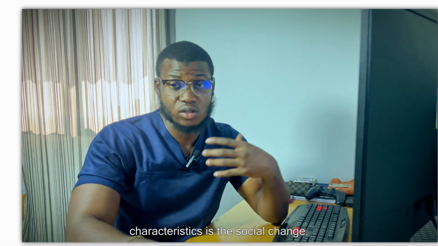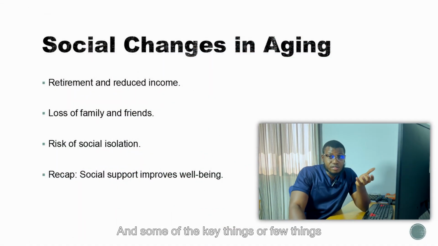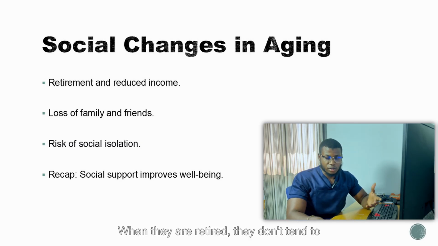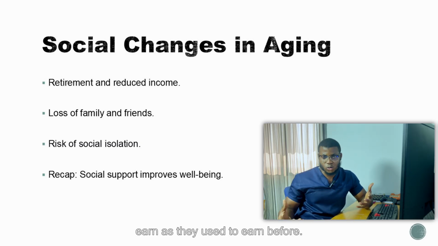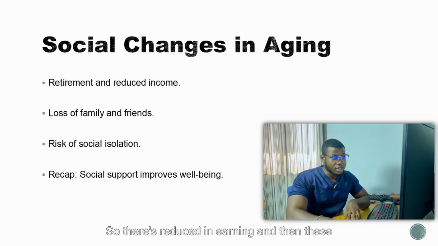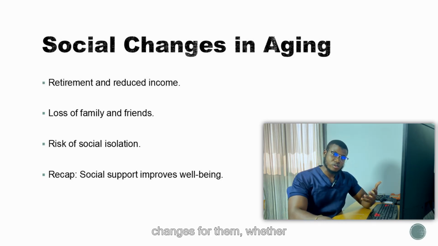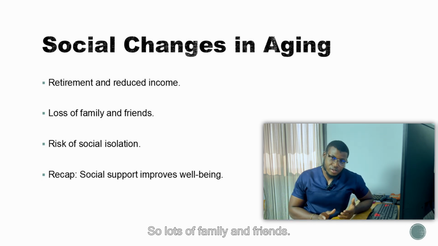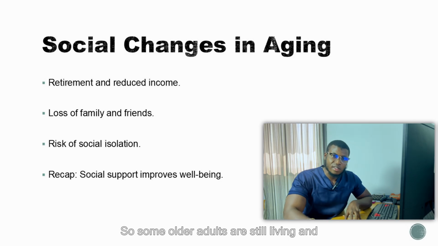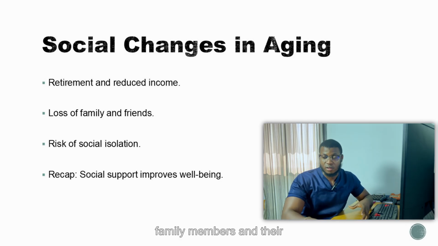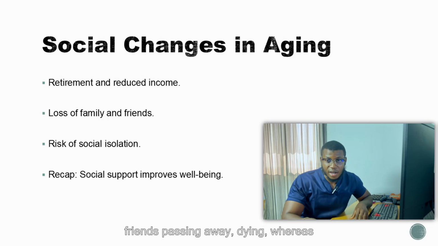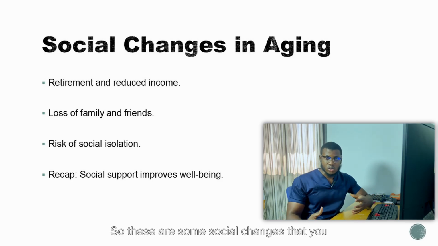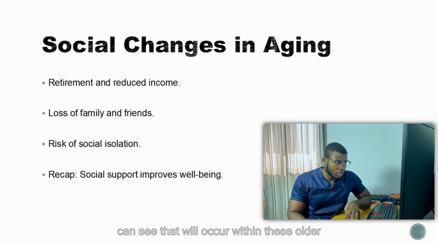The last of the characteristics is the social change. Some of the key things that you can see in social changes are retirement and reduced income. When they are retired, they don't tend to earn as they used to earn before, and this alone is a social change for them, whether positively or negatively. Then there is loss of family and friends. Some older adults are still living, and they are seeing their family members and their friends passing away, whereas they're still living. Some would even see their kids dying. So these are some social changes that will occur within these older adults.